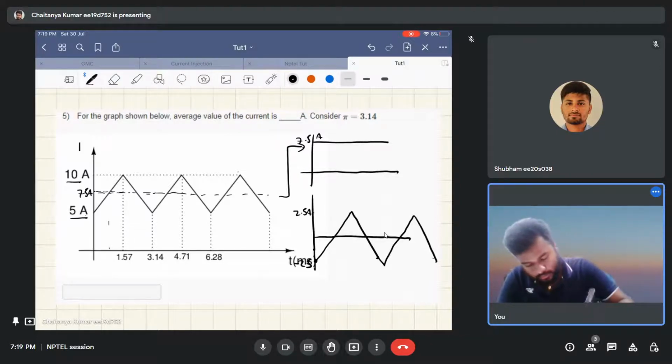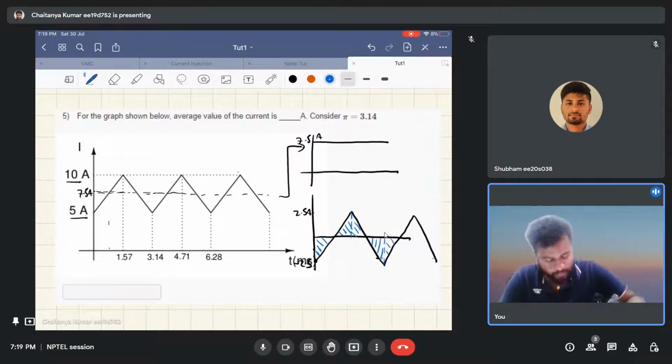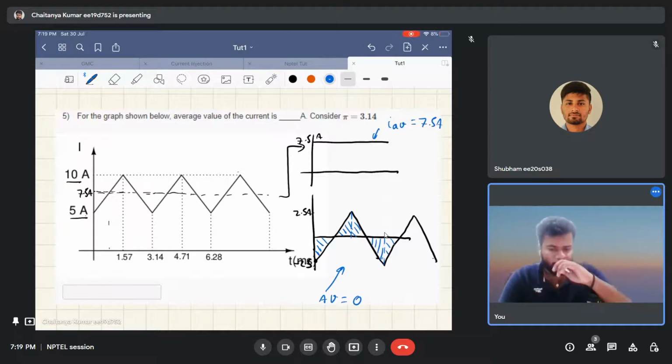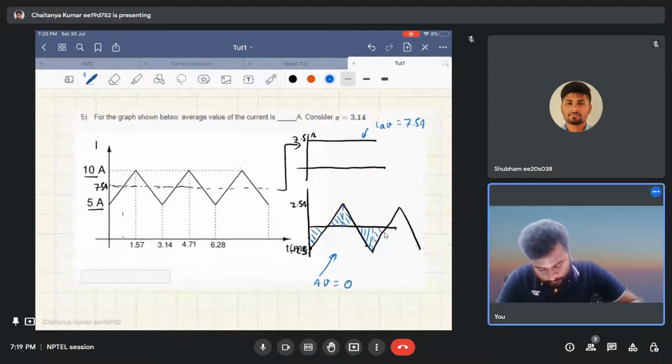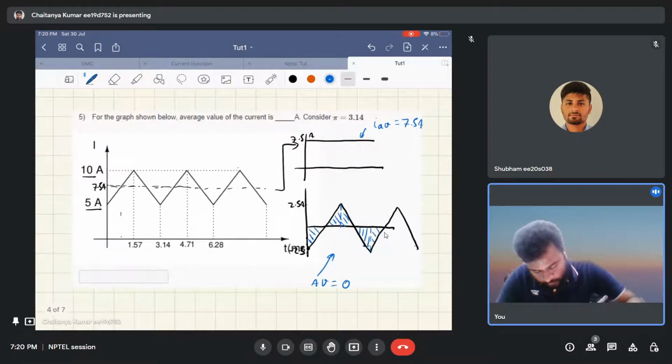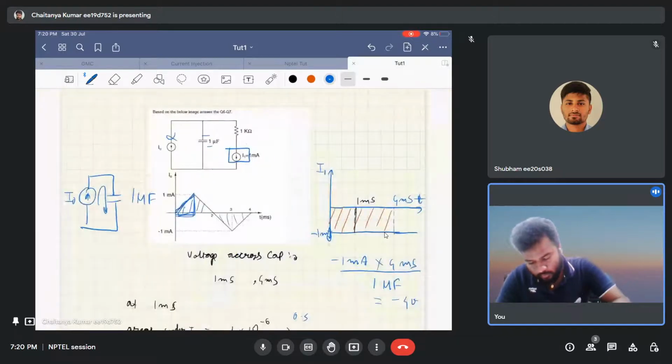Now you can see that the area under these triangles is equal and opposite. So the average of this particular component of the current is 0, and whatever remains is the DC value, that is equal to the average current of this waveform, that is 7.5 ampere. So this is how you go about solving this question. Okay, let's move on to the next question.